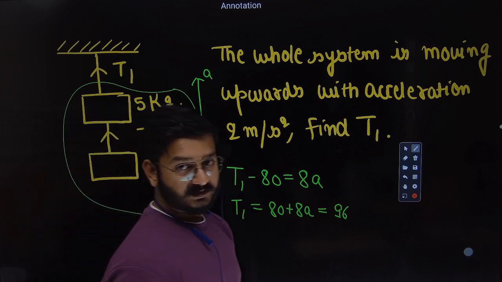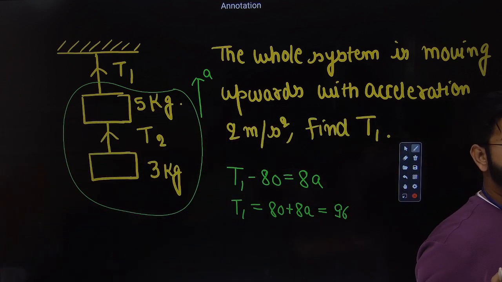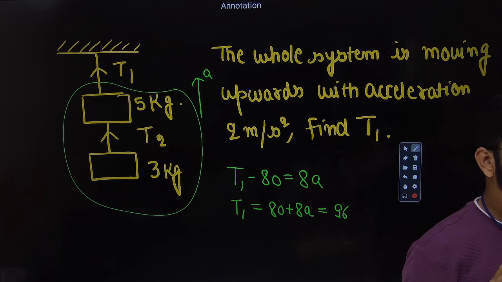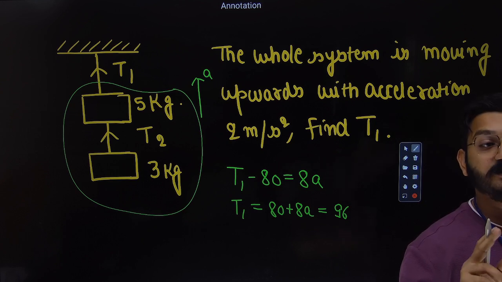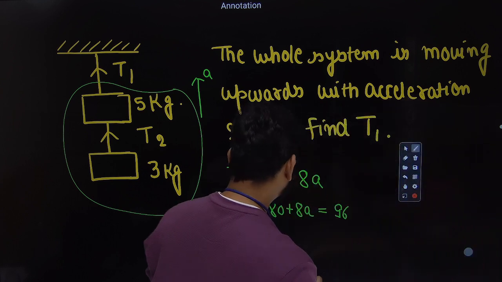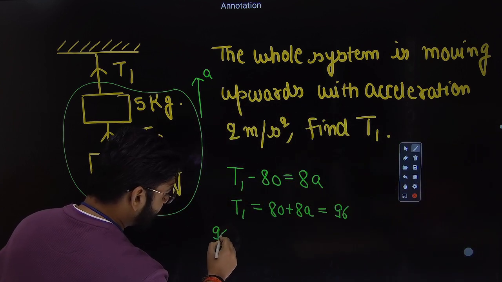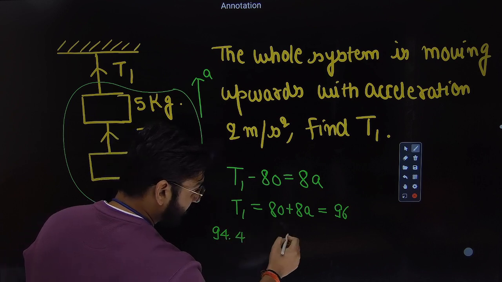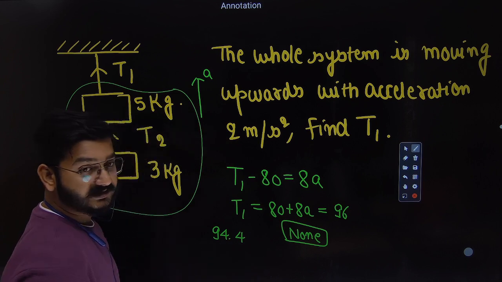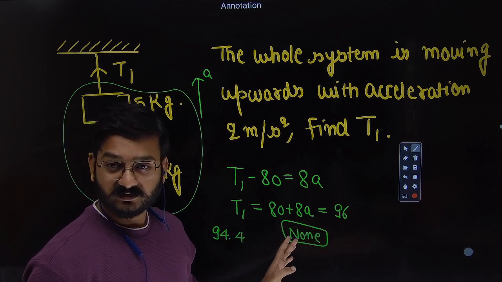So what is the answer? 96. Okay. Now there is no option with 96. The option was 94.4. Why 94.4? Because they have taken G as 9.8. Don't get confused in the exam. What they did in the exam, they gave one option as 94.4 and the other option was none of these. Many students pick none of these thinking that 96 is not given.